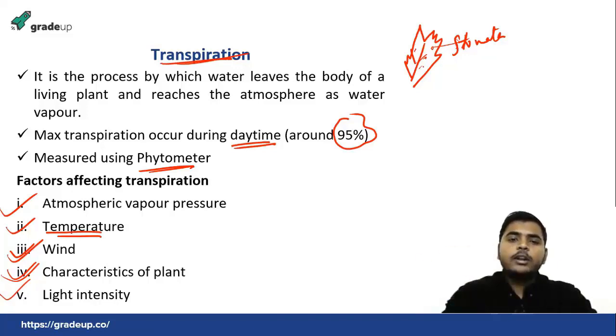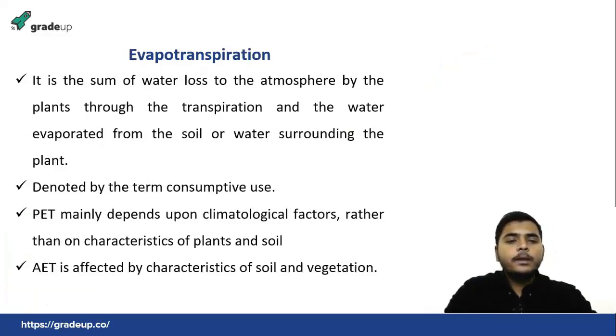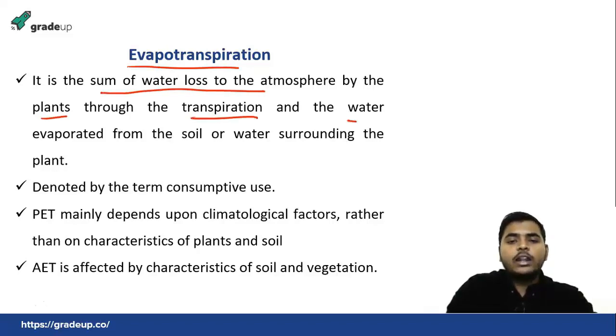More important is evapotranspiration, because it combines both the transpiration as well as the loss of water which occurs from the soil surrounding the plant. That is evapotranspiration. So evapotranspiration is the sum of water loss to the atmosphere by plants through transpiration, and water evaporated from the soil or water surrounding the plant. It is denoted by consumptive use.